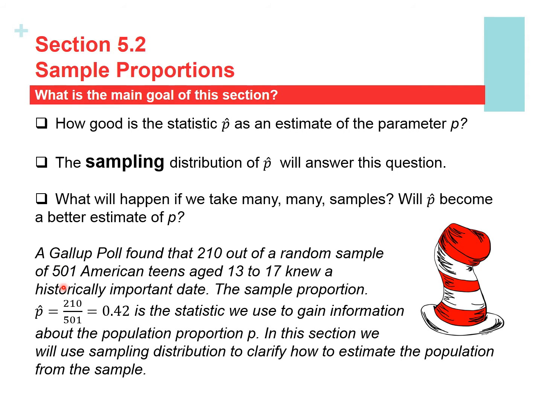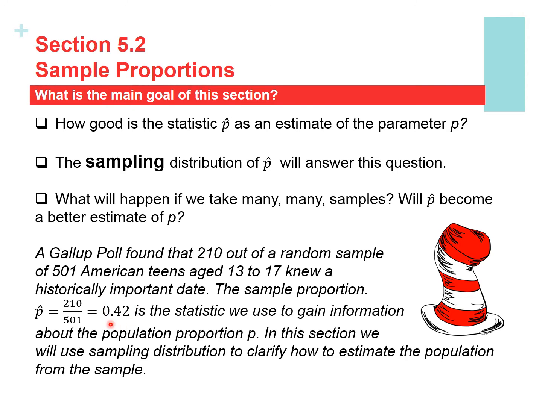A Gallup poll found that 210 out of a random sample of 501 American teens aged 13 to 17 knew a historically important date. The sample proportion of students that knew that date was p hat, because it's a sample, of 210 out of 501, which is 0.42. This is the statistic that we're going to use to gain information about the population proportion. In this section, we're going to use the sampling distribution to clarify how to estimate the population from a sample.